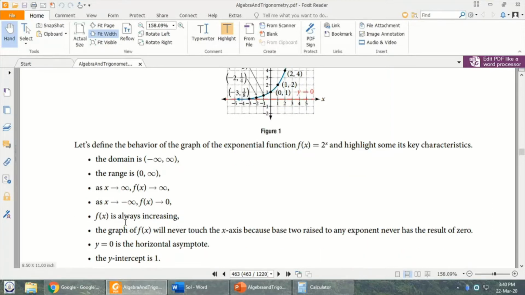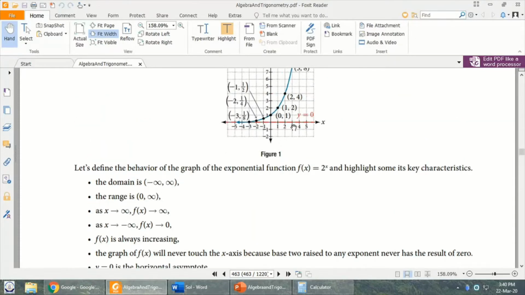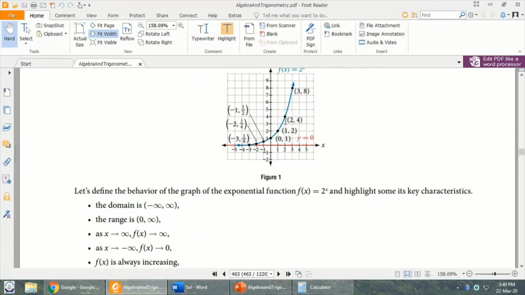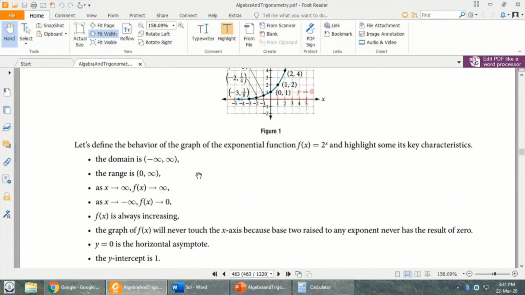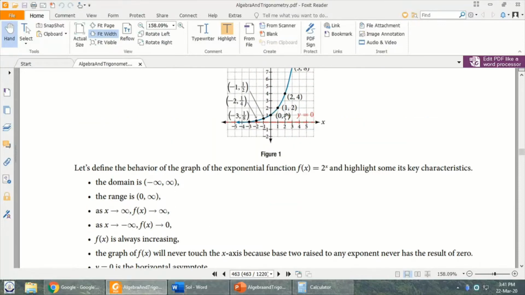And f(x) is always increasing because it is an exponential one, and y equals 0 is the horizontal asymptote. It means that for y being 0, it could be lying somewhere here. Initially, since all these values have some value of y, 0 would mean that it is lying somewhere on the horizontal side. So there's no vertical rise. This is known as the horizontal asymptote. And the y-intercept is 1. The y-intercept 1 is the initial value.